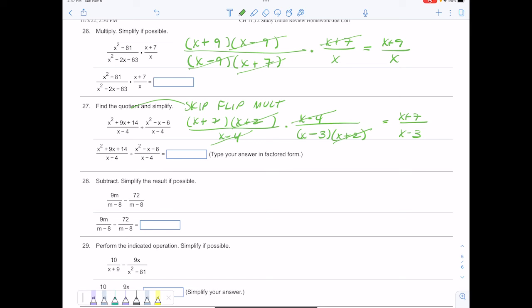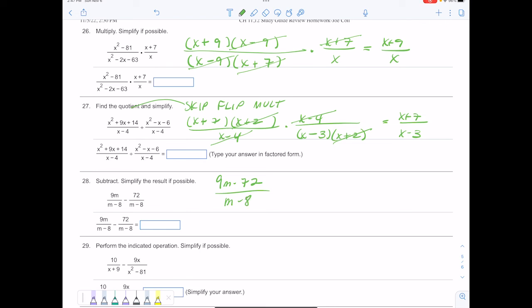Now we get into subtraction and addition, and the one thing you want to make sure is that the denominators are the same. With multiplying and dividing, they don't have to be. With adding and subtracting, you have to have the same denominator. And in this case, I do. They're both m minus 8s. So I'm just going to do the operation the fractions tell me. It says take 9m and subtract 72. And now we can place them over one denominator.